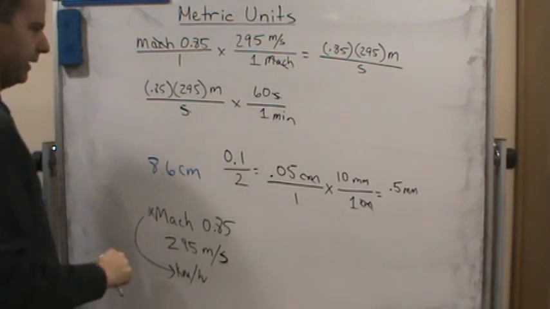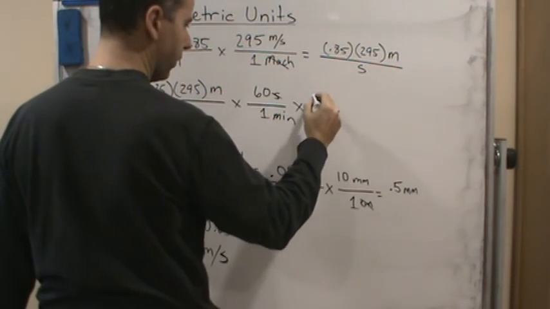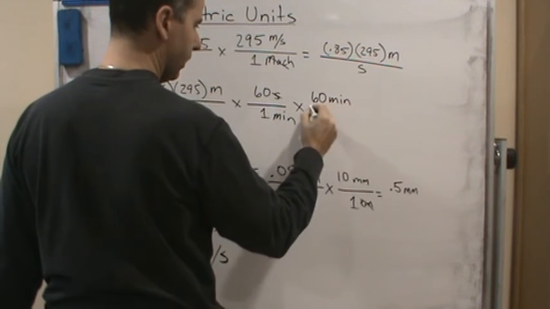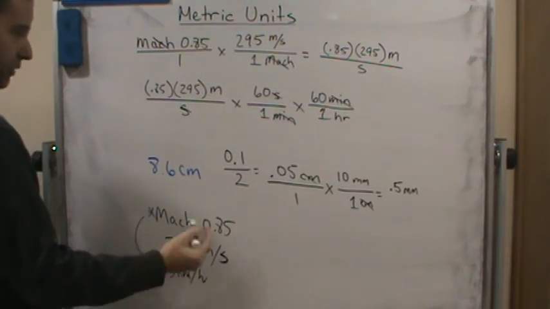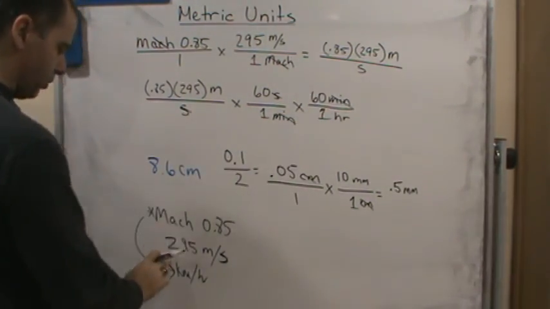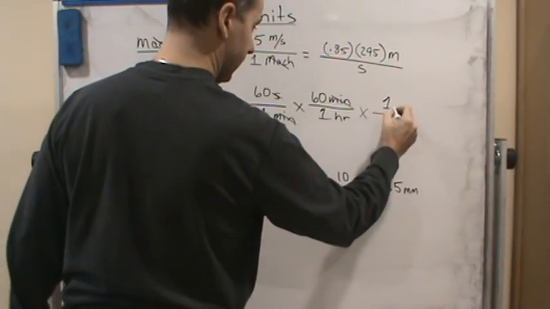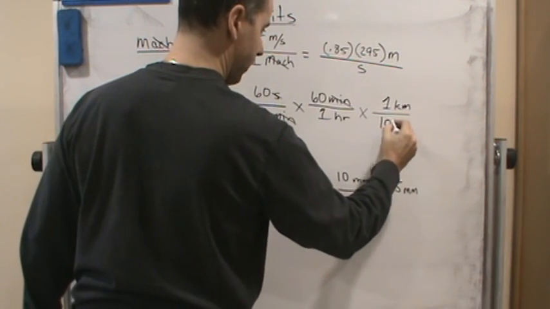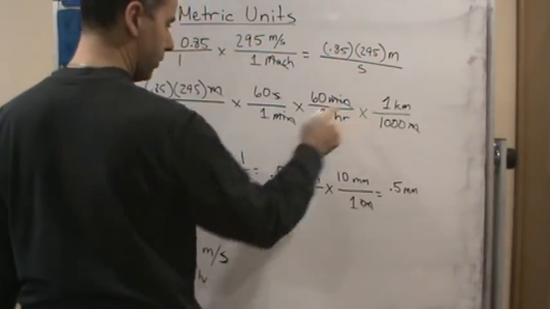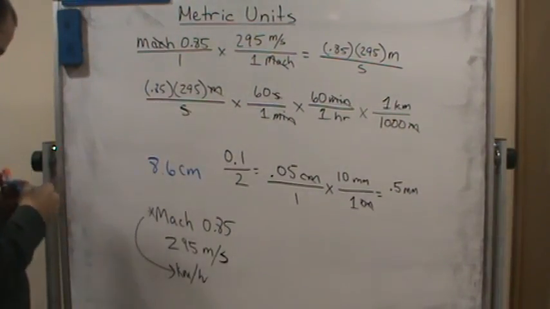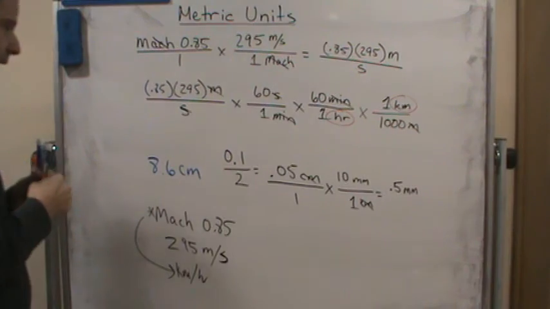So seconds cancel with seconds. And then we're going to do another one because we need to go to hours. So we're going to say, okay, well then there's 60 minutes in 1 hour. So the minutes cancel. We're going to get hours in the denominator. That's what we want. So we're done with that. Now we need to go to kilometers. Well, the last conversion is going to be what? It's going to be 1 kilometer is equal to 1,000 meters. So the meters cancel with the meters over here. And now we've got kilometers over hour.